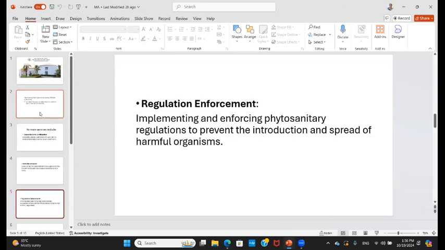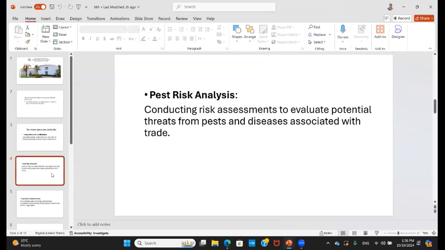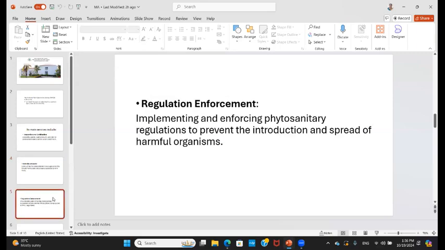This one by one I show you. We do inspection and certification, assessing plants, plant products, and soil, especially soil, for pests and diseases before export and import. And then we do pest risk analysis, conducting risk assessments to evaluate potential threats from pests and diseases associated with this threat. Then regulation enforcement, implementing and enforcing phytosanitary certificates.